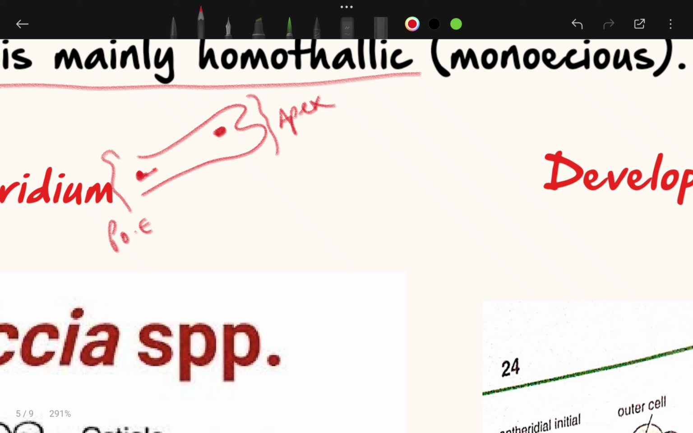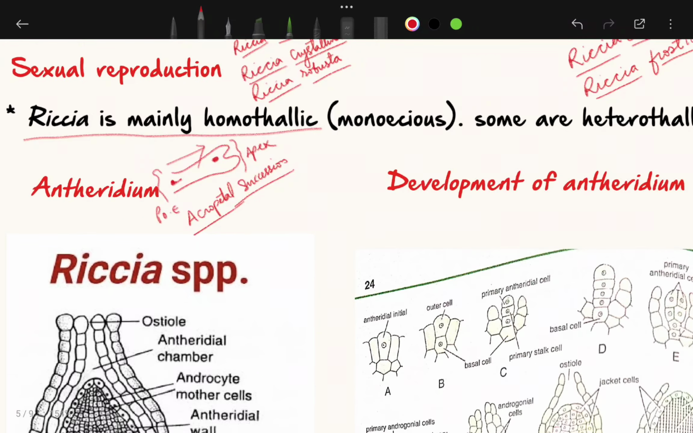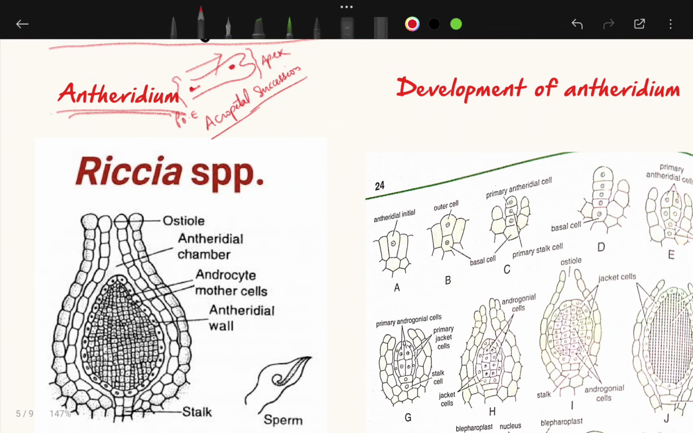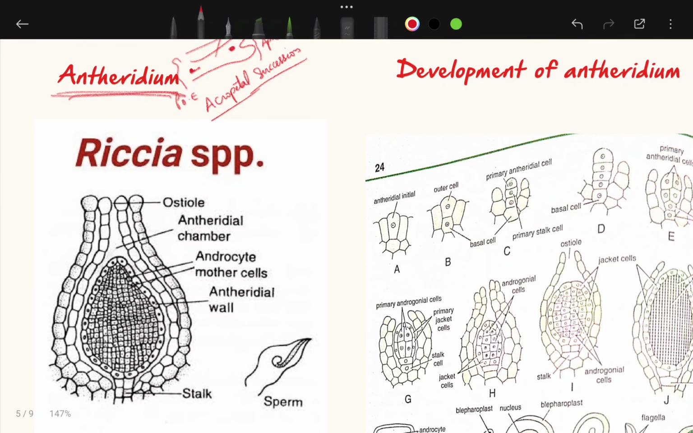So as the plant matures, the mature reproductive structures will be present at the posterior end, and the younger reproductive structures will be present at the younger part of the plant, that is in the apex region. And this is known as acropetal succession. Okay. Now let us first study the antheridium. Okay, antheridium is singular, and then antheridia is plural.